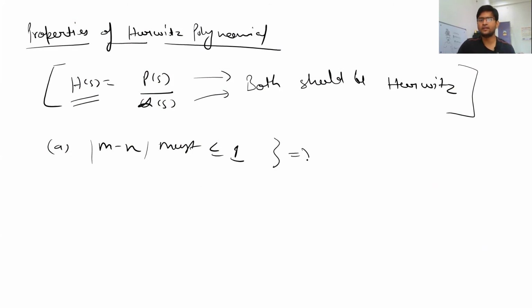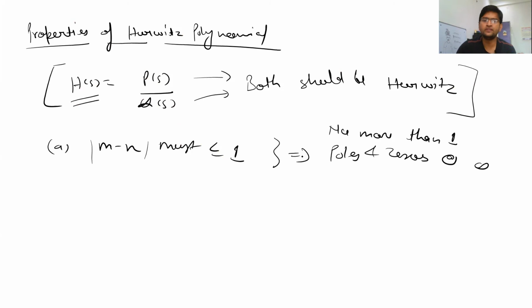And if m minus n is less than or equal to 1, this will ensure that there are no more than one pole or zero at infinity. So what does it mean? How can poles and zeros be at infinity? This all must be coming to your mind.